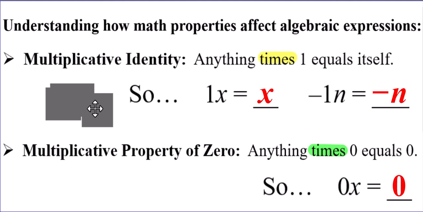Now, why is this important? If you see x by itself, it's not the same as 0x. X by itself is actually the same as 1 times x. And that's going to help you on some future problems coming up on the next page.